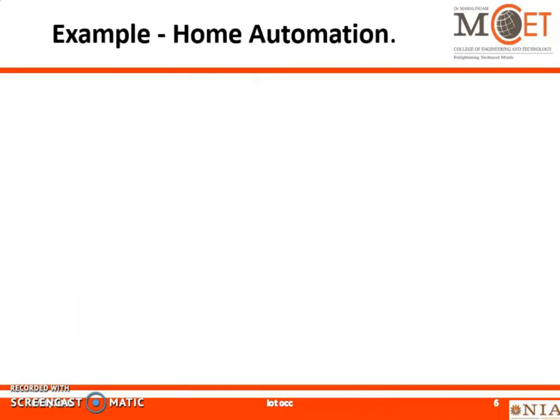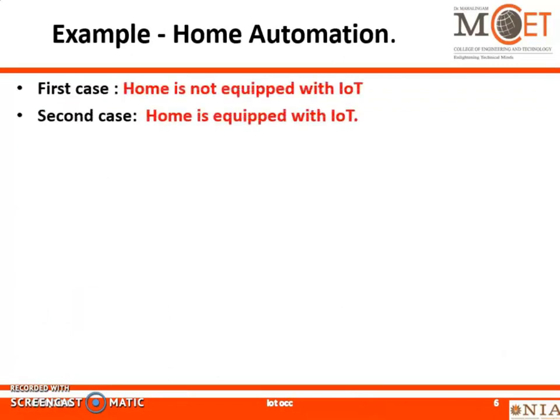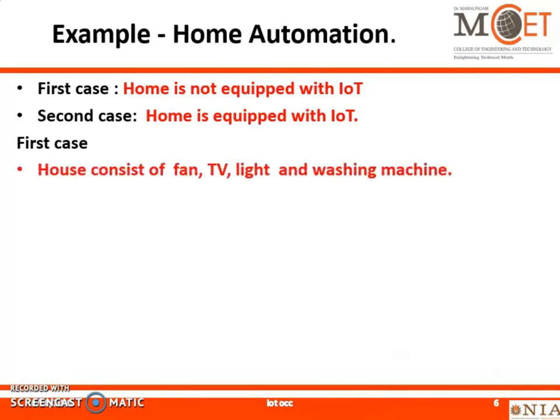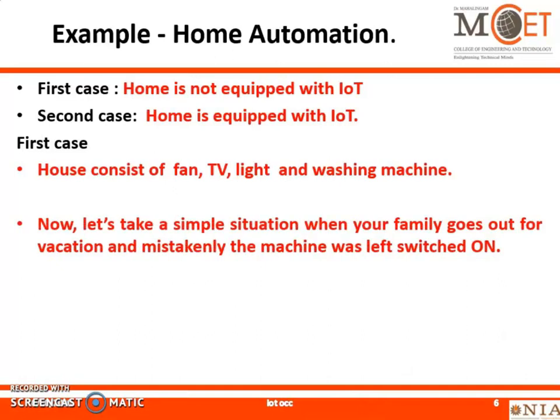So now let us take an example of home automation. I am taking two cases. First case, if my home is not equipped with IoT, what will happen? And the second case, if my home is equipped with IoT, what will happen? So let us have a glance at the first case. If my home is not equipped with IoT, my home consists of fan, light, TV, washing machine, etc. I am planning my outing with my family one day, and unfortunately I forgot to switch off my lights.